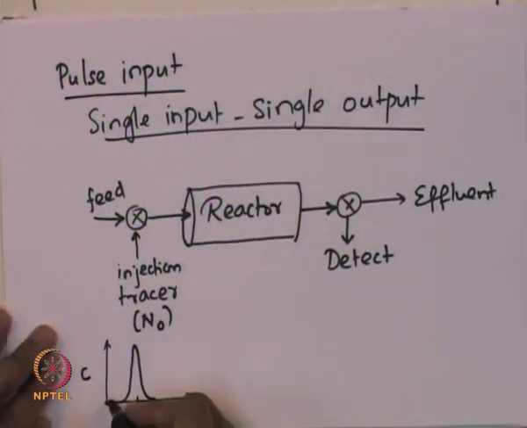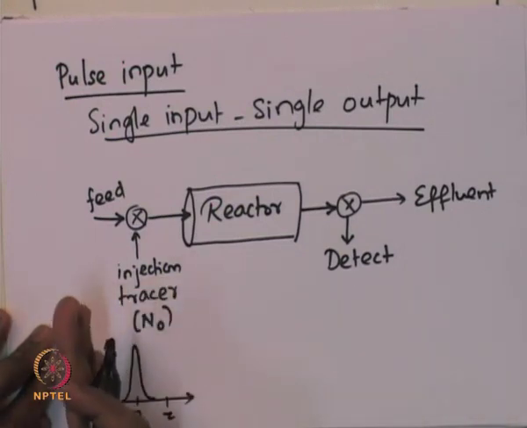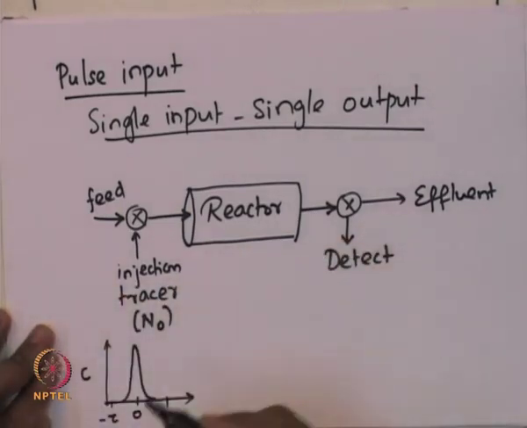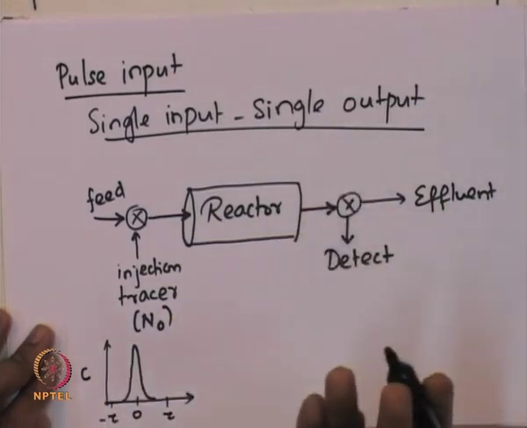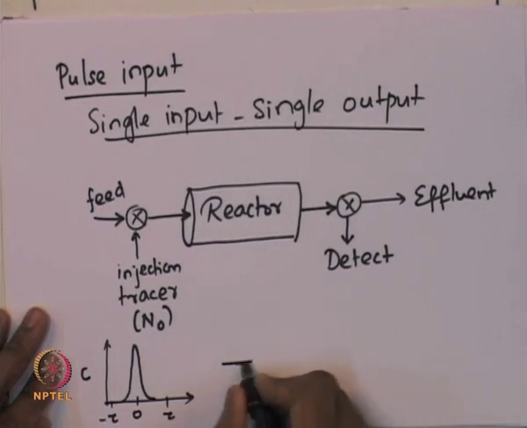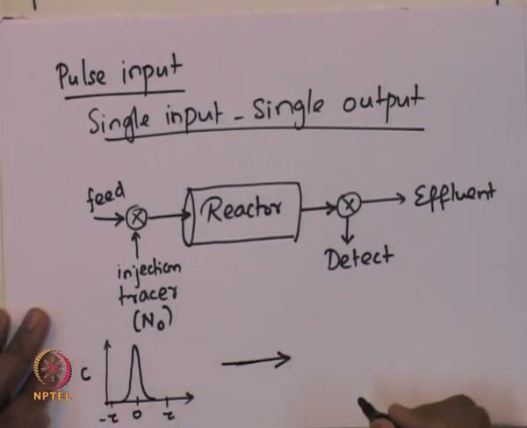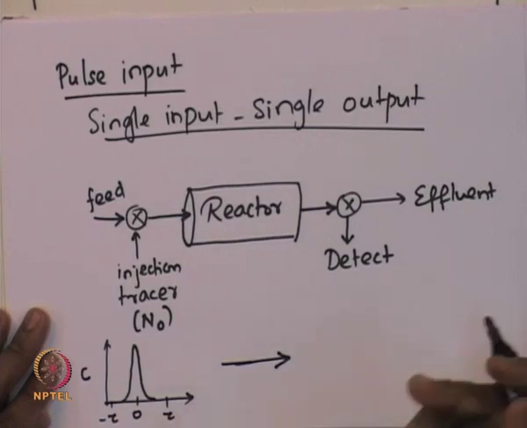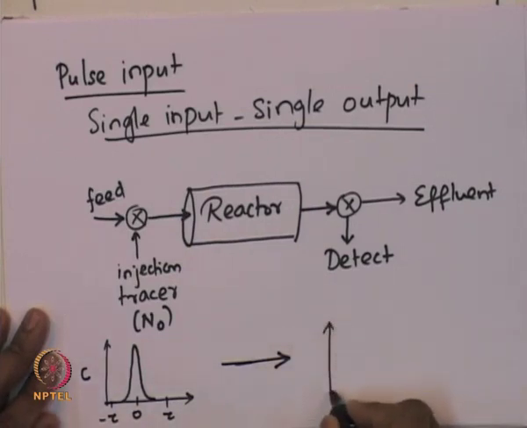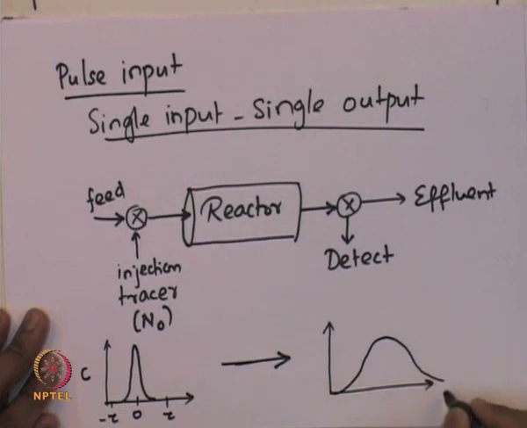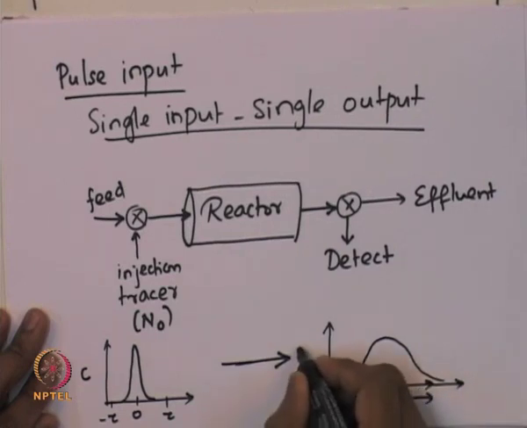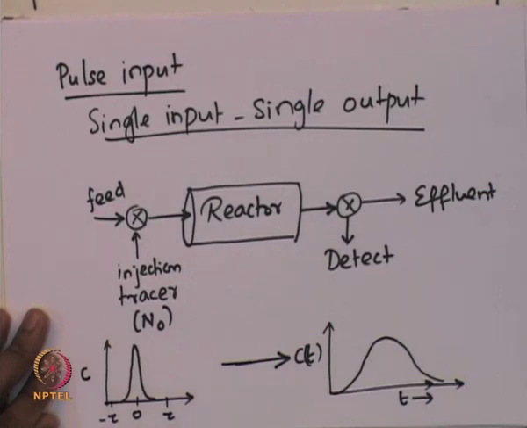Suppose this is the concentration of the tracer, and this is minus tau, some time before, and some time later. Some time before the injection point, there is no tracer in the reactor, and some time later also there is no tracer in the feed. So, just give a short pulse and then leave it. Now, once we do this, if we monitor the concentration of the tracer in the effluent stream of the reactor, then the kind of concentration profile that one will expect looks like this. This is time and this is the concentration of the tracer as a function of time.